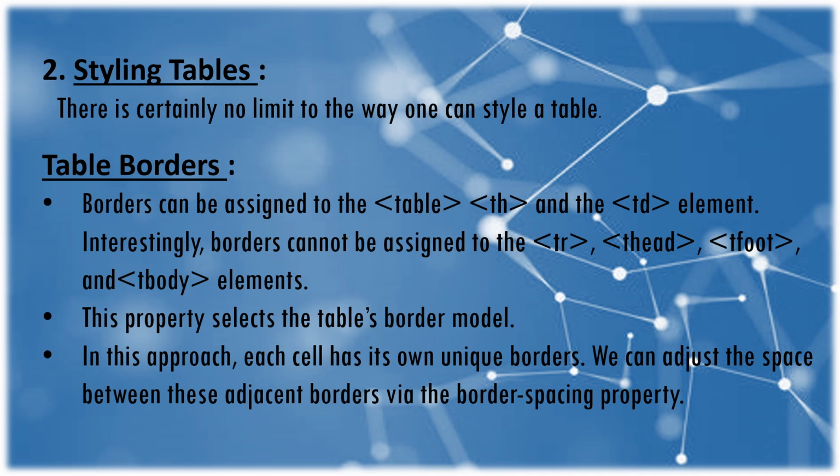Styling tables. There is certainly no limit to the way one can style a table. Table borders. Borders can be assigned to the tags table, th, and the table data cell element. Interestingly, borders cannot be assigned to the tags tr, thead, tfoot, and the tbody elements. This property selects the table's border model. In this approach, each cell has its own unique borders. We can adjust the space between these adjacent borders via the border-spacing property.